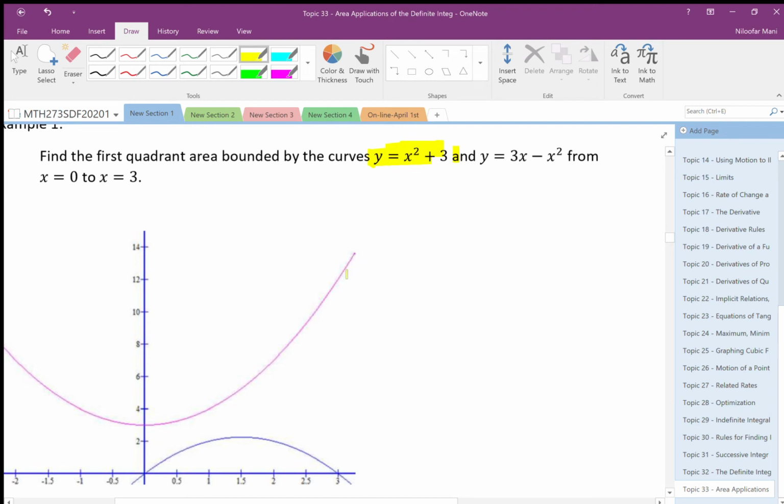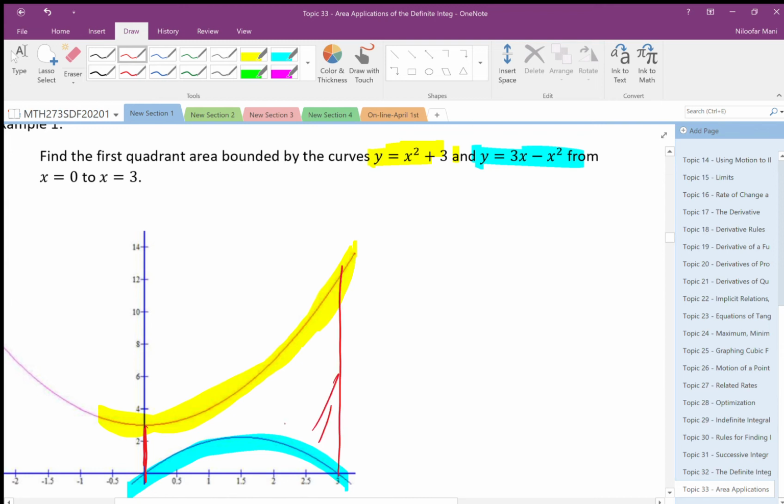The function is here, because it's plus 3. So start from that. And this function is here, and this line, and this line. I'm looking for this red part. How do I find the answer? What do you think?